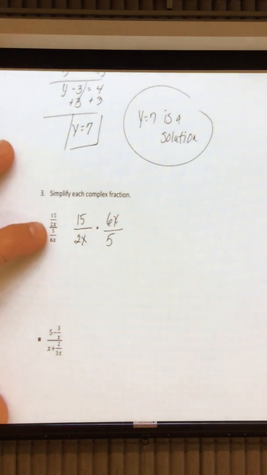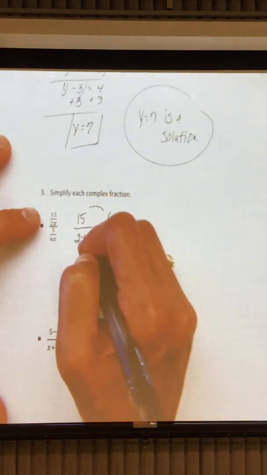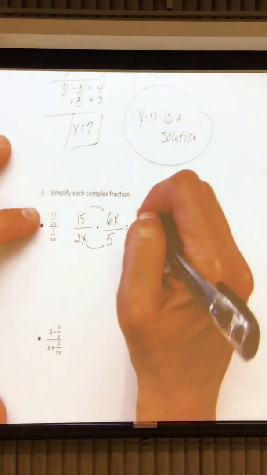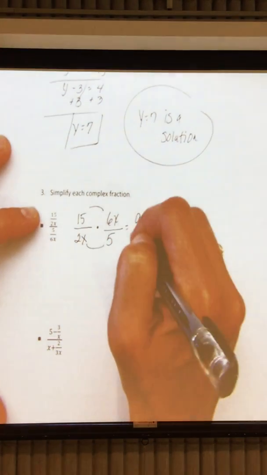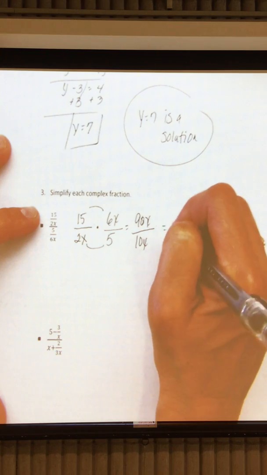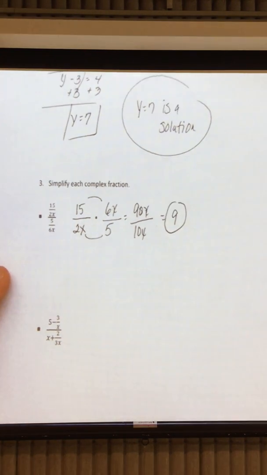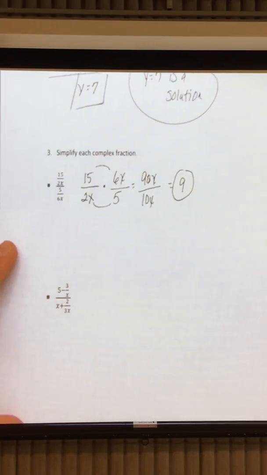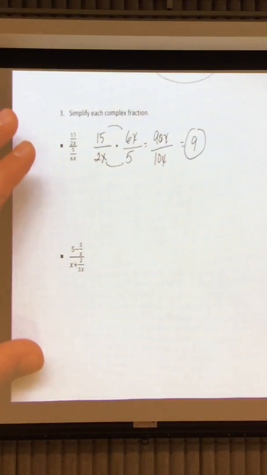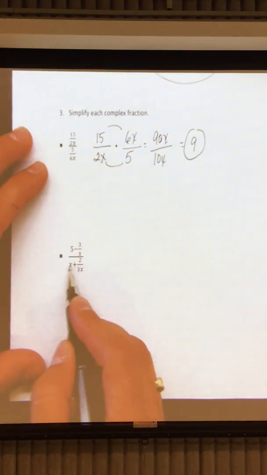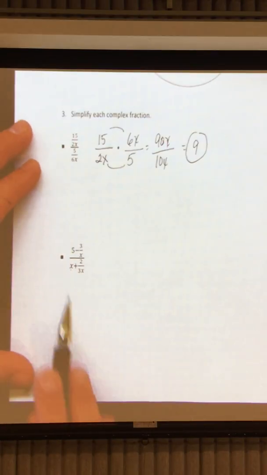So now our division problem is now a multiplication problem, and we multiply numerators and we multiply denominators. 15 times 6x is 90x over 10x, and that answer is 9. Again, x over x cancels, and we're left with 90 divided by 10, which is 9. Now the second problem is a little different. Here we can't flip the denominator because here we have a binomial. We have two terms, therefore we can't flip it.